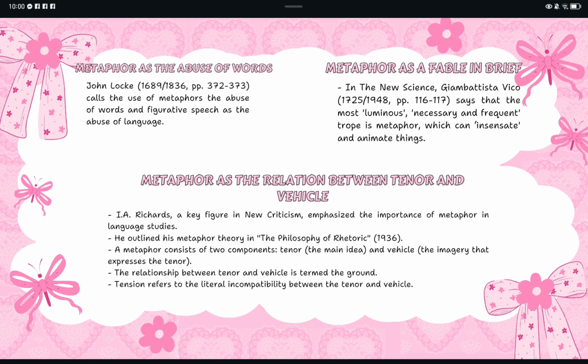So next is metaphor as the relation between tenor and vehicle. I.A. Richards, a key figure in New Criticism, emphasized the importance of metaphor in language studies. He outlined his metaphor theory in The Philosophy of Rhetoric in 1936. A metaphor consists of two components: tenor, the main idea, and the vehicle, the imagery that expresses the tenor. The relationship between tenor and vehicle is termed the ground.